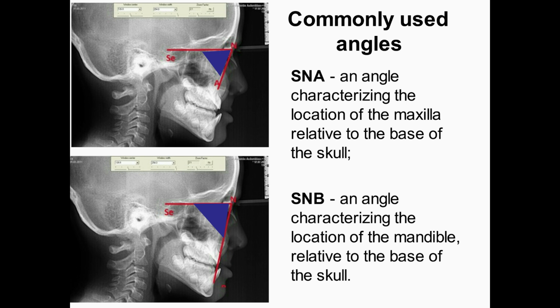SNB. The angle is normally 77 degrees and characterizes the position of the anterior point of the apical base of the mandible in relation to the anterior part of the skull base. An increase in the angle is lower prognathism, and a decrease in the angle is lower retrognathism.